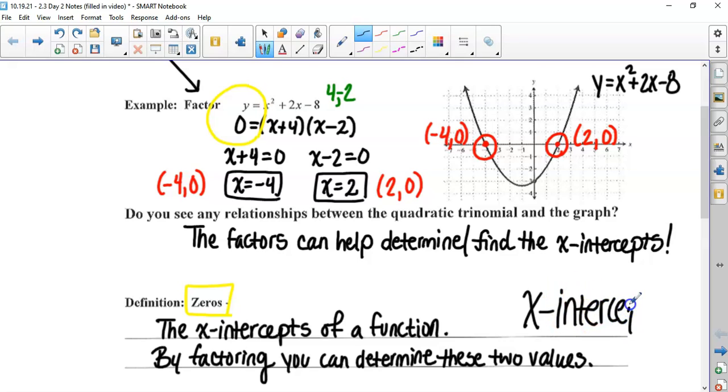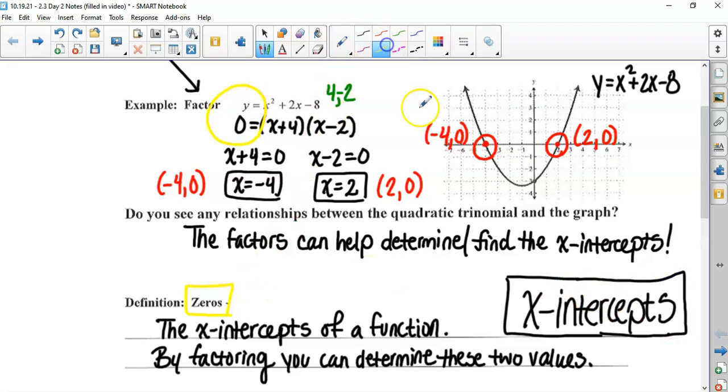Why it's called zeros, that I'm not sure. We found a little side research project where that came from. If anybody's really interested, Google, I'm sure, could help out with that. But zeros and x-intercepts, they mean the same thing. So whenever you see the word zeros in any set of directions, find the zeros, you're being asked to find the x-intercepts.